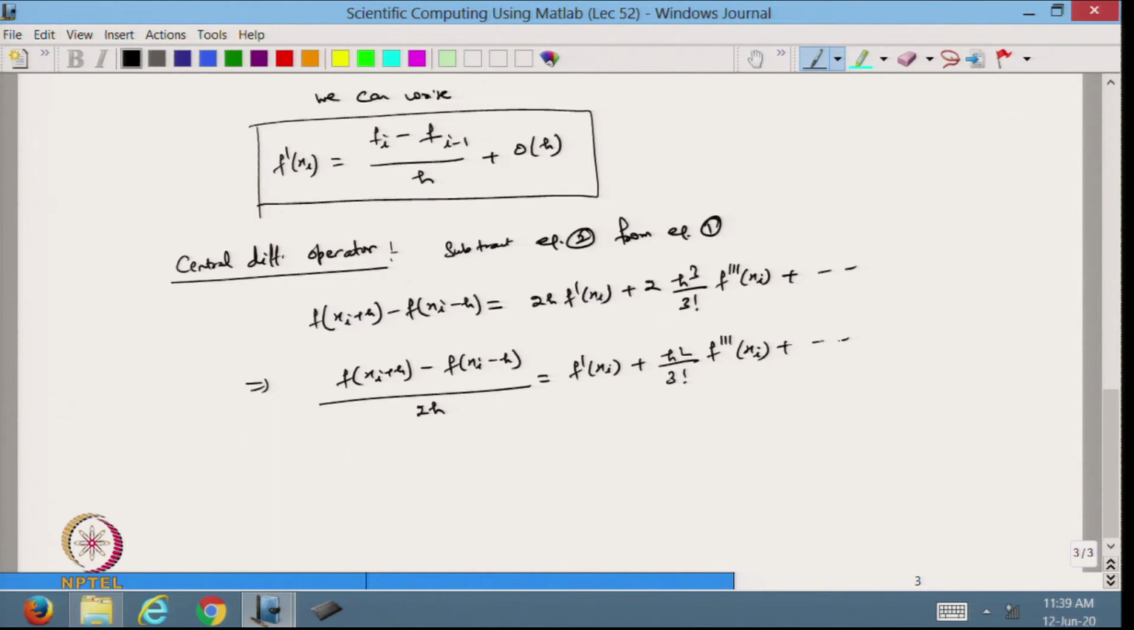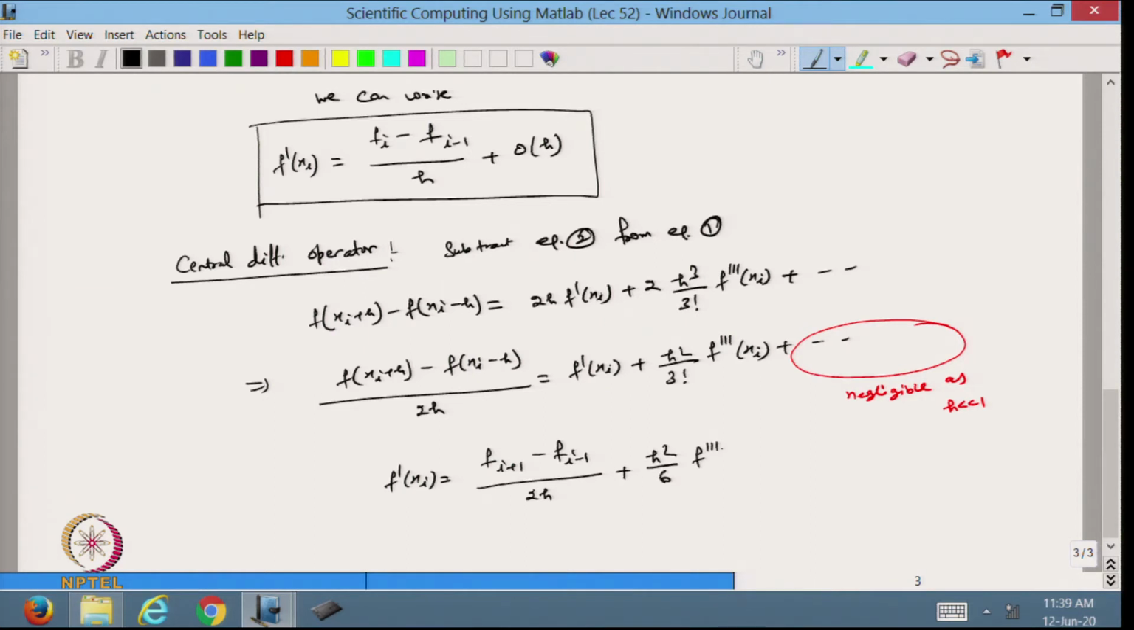Now, from here the same way I can define that all the terms after this, these terms are, as h is very small, so I can ignore all the terms. So, from here I can write that my f'(xi), thus the first derivative at the point xi, can be written as f(i+1), this value, minus f(i-1), the previous value, divided by 2h, plus this h square by 3 factorial 6, and this one I can write as some xi.